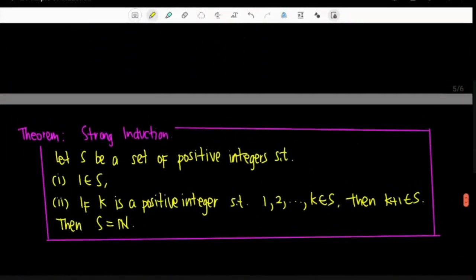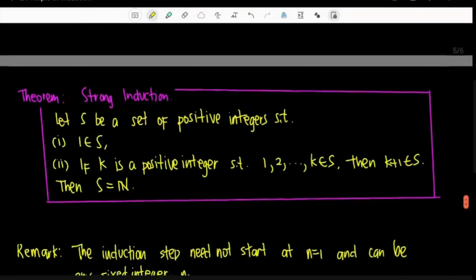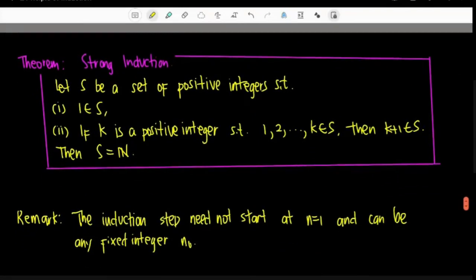There is another version of induction called strong induction. It's called strong induction in the sense that it uses a stronger inductive hypothesis. So let S be a set of positive integers such that 1 is in S, and if k is a positive integer such that 1, 2, and so on up to k is in S, then k plus 1 is in S. In this case, we conclude that S is the set of natural integers.